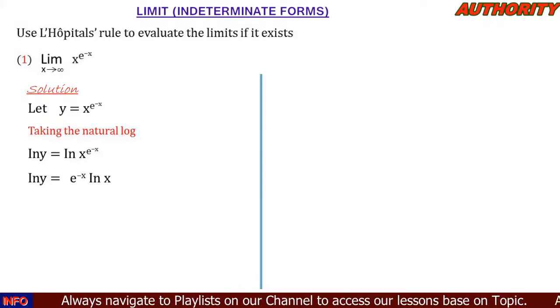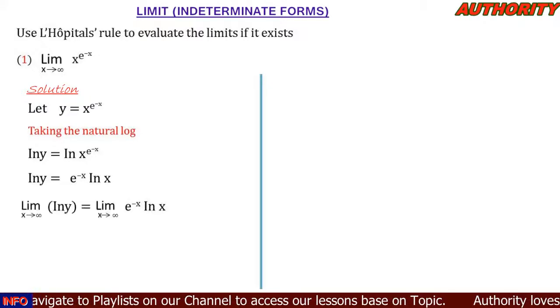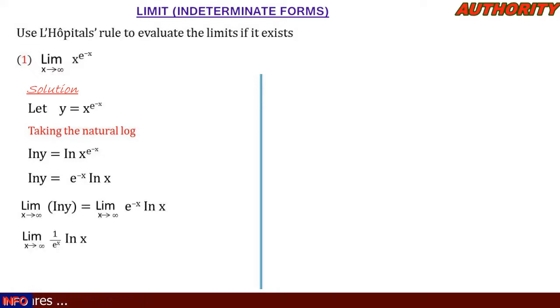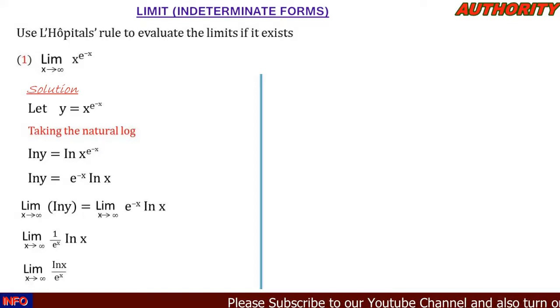Now from here let's take the limit on both sides. That means we have the limit as x approaches infinity of ln y is equal to the limit as x approaches infinity of e^(-x) ln x. Now e^(-x) can be written as 1 over e^x. Multiplying by ln x gives us ln x over e^x. That means we have the limit as x approaches infinity of ln x over e^x.